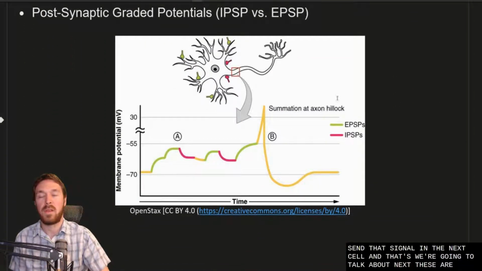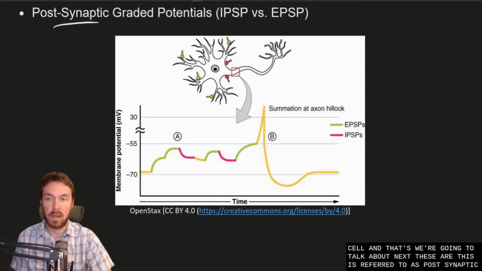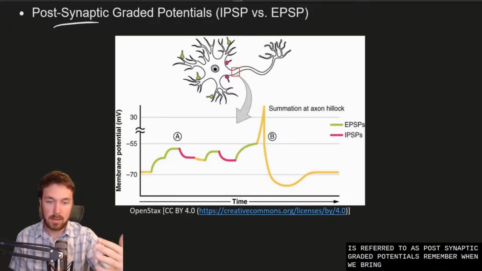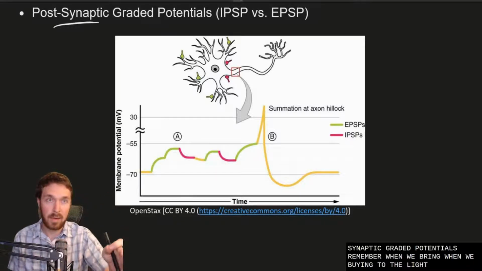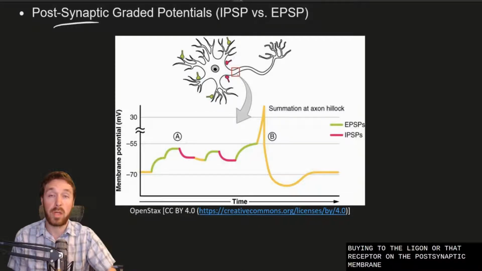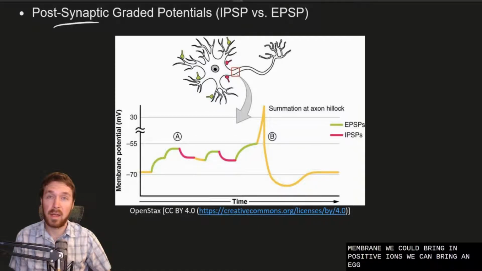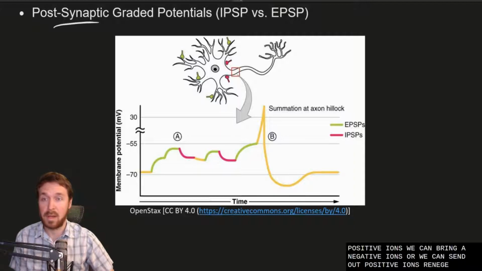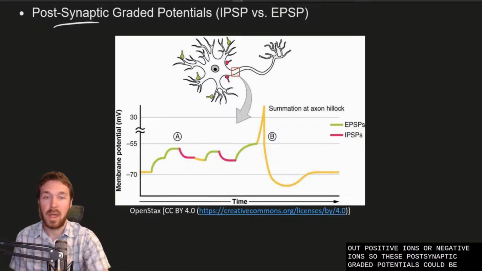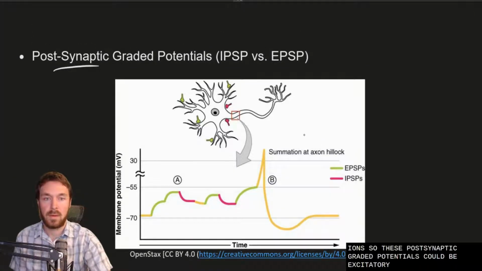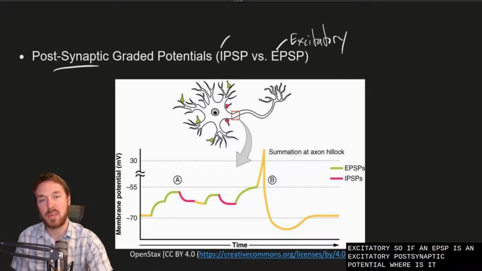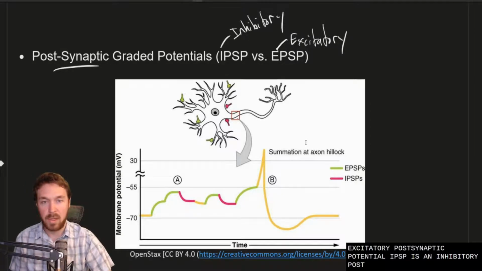This is referred to as postsynaptic graded potentials. Remember, when we bind to the ligand or that receptor on the postsynaptic membrane, we could bring in positive ions, we can bring in negative ions, or we can send out positive ions or negative ions. So these postsynaptic graded potentials could be excitatory. So an EPSP is an excitatory postsynaptic potential, whereas an IPSP is an inhibitory postsynaptic potential.